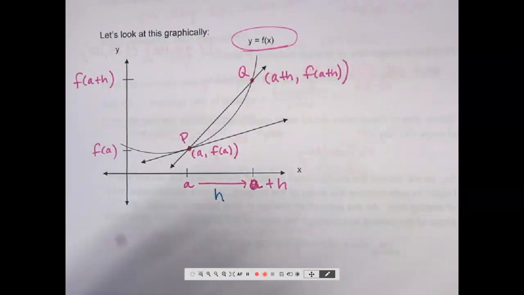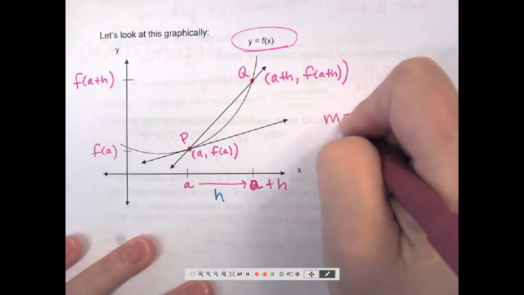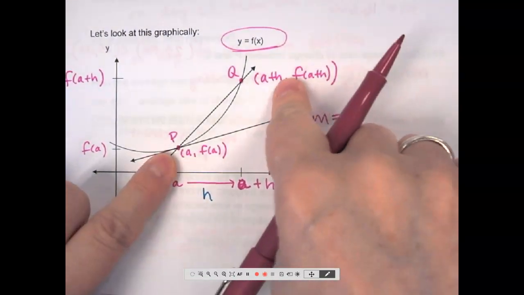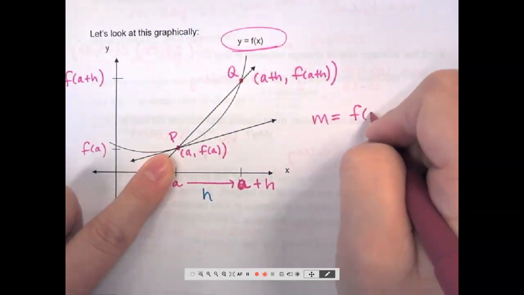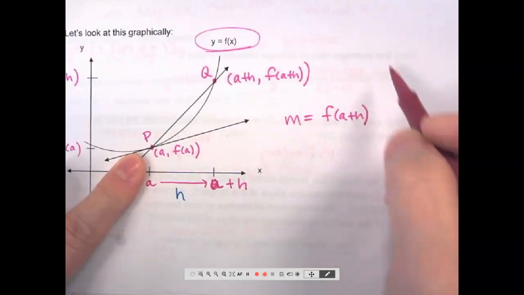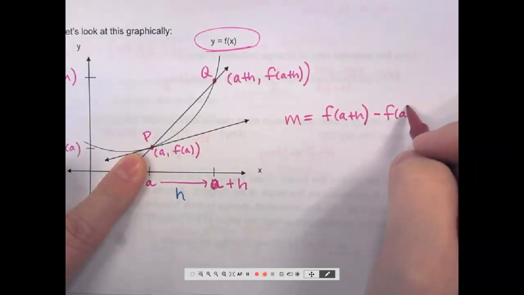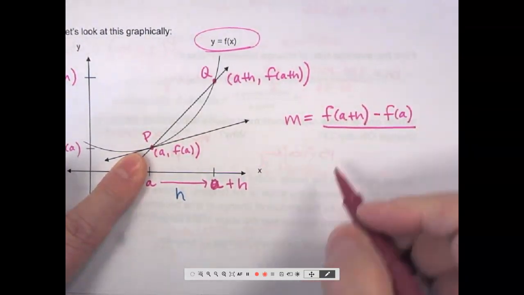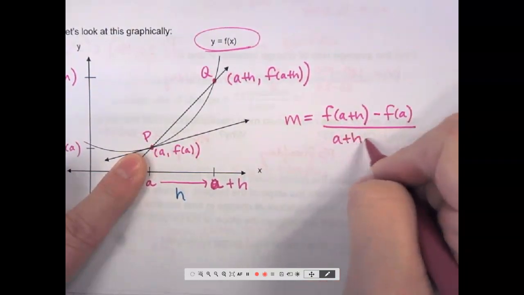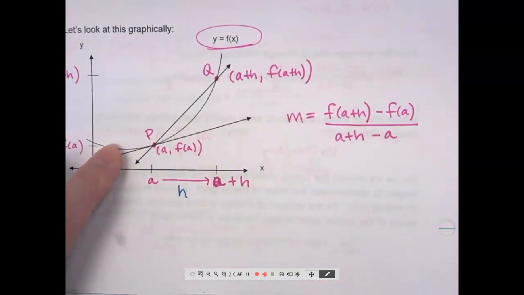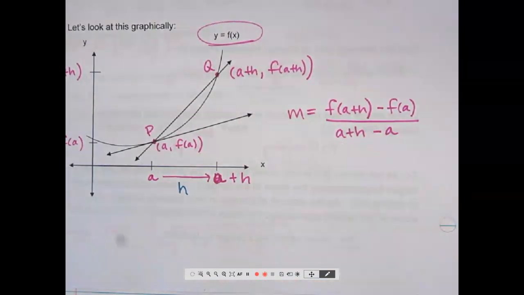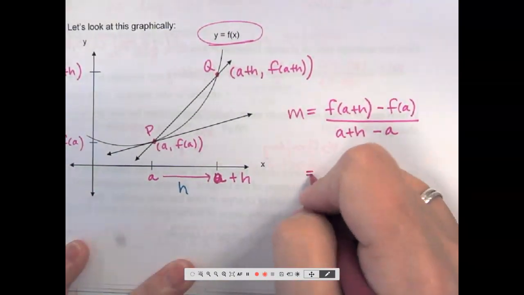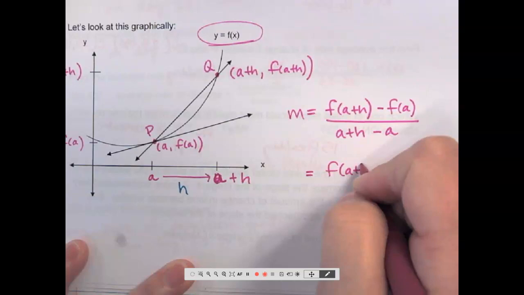Okay, so let's set up our slope between these 2 points. Here are our 2 ordered pairs, and I'm just going to apply the slope formula. So y2 minus y1 over x2 minus x1. Does anything reduce? Yeah, the a minus a, I can get rid of that. So that helps a little bit.